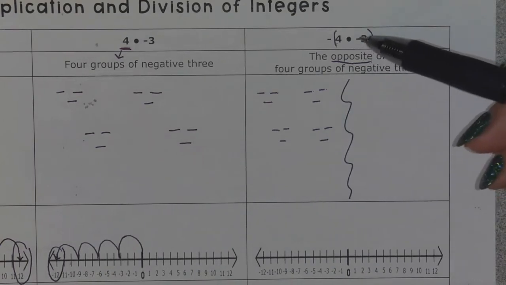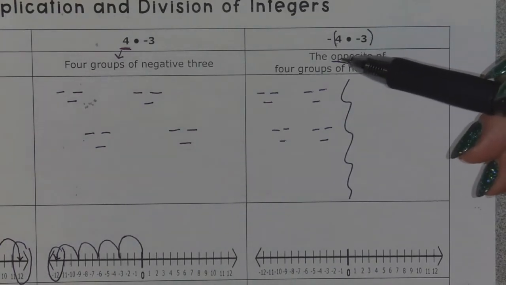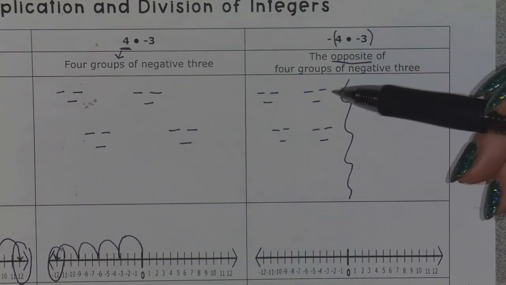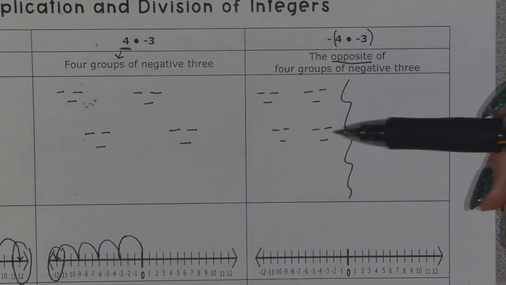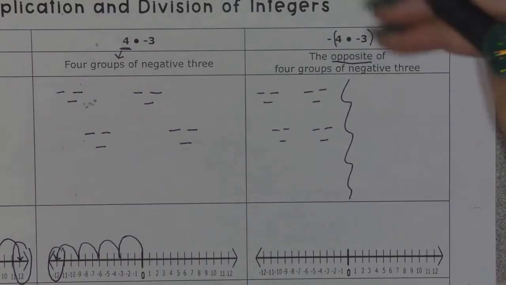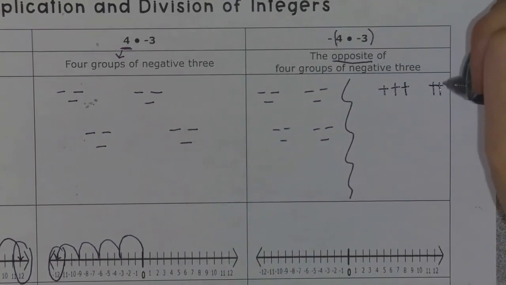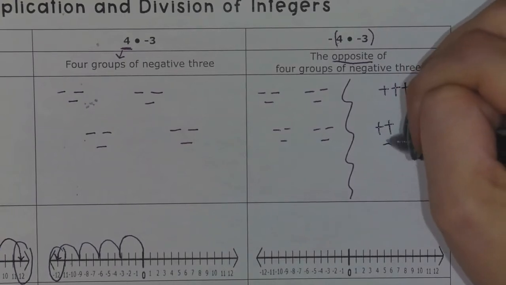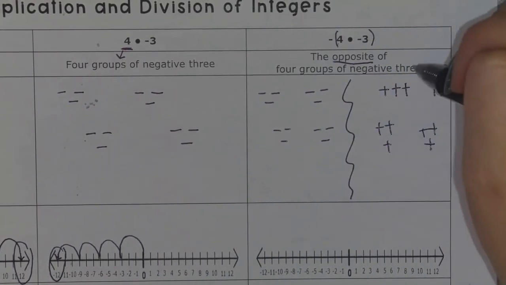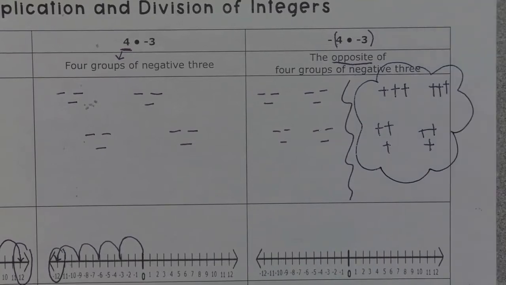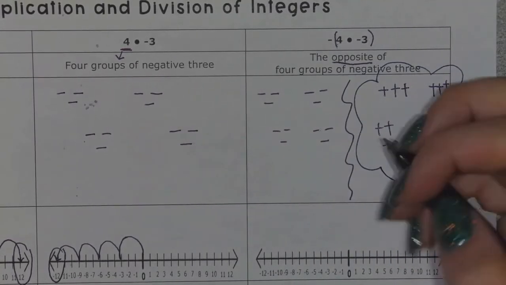Well, since I can't do the opposite of my groups, I have to still have 4 groups. That means I have to find out what is the opposite of -3. Well, remember, the opposite of a negative is just a positive. So that would be 4 groups of 3. So 1, 2, 3. Oh, my groups got sloppy. So this right here is the opposite of 4 groups of -3. I get 4 groups of +3.